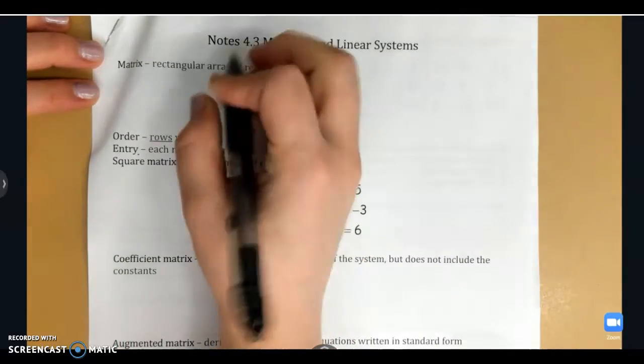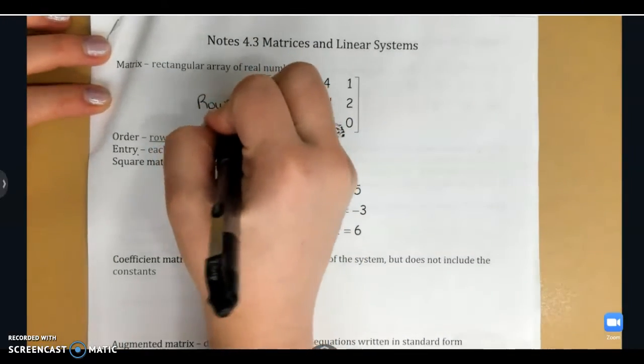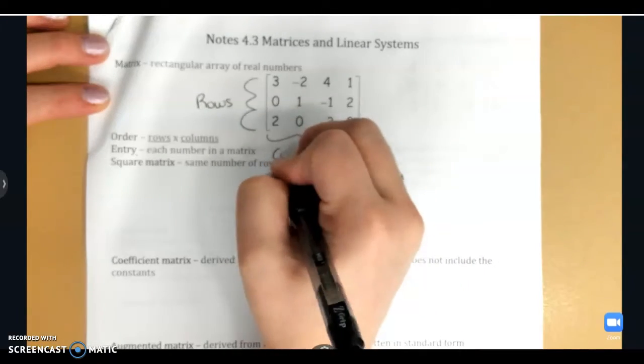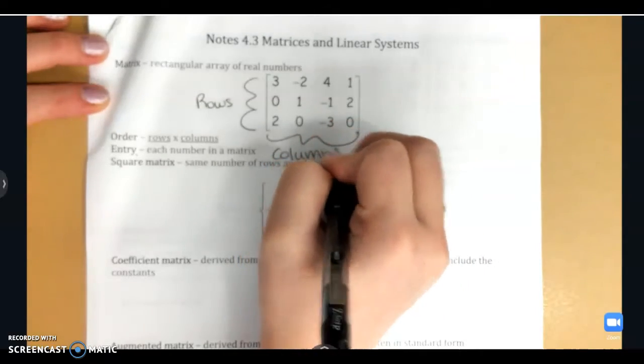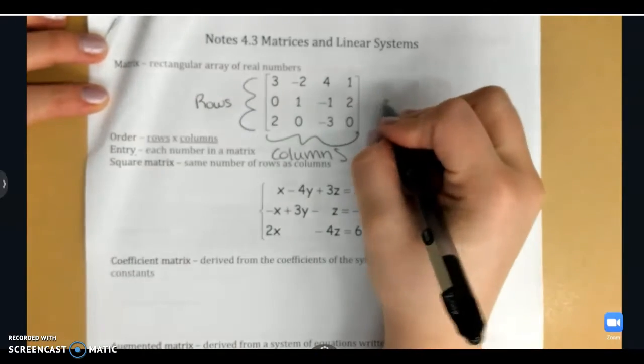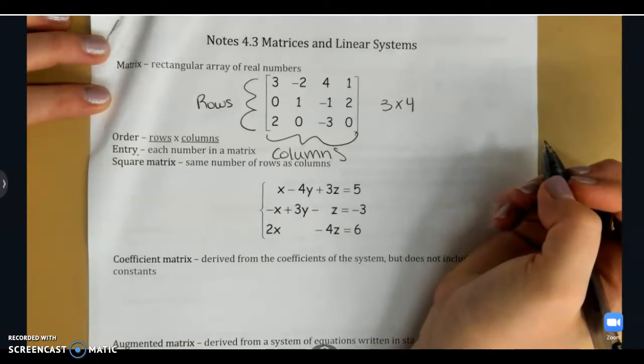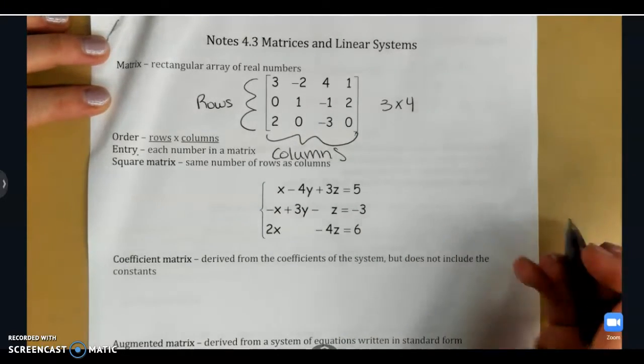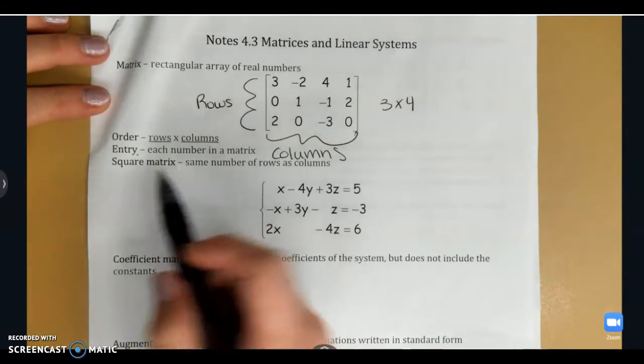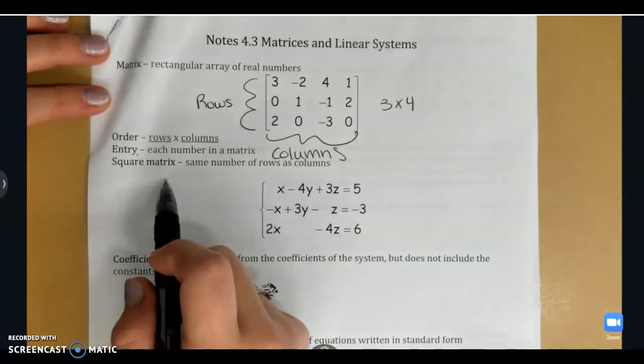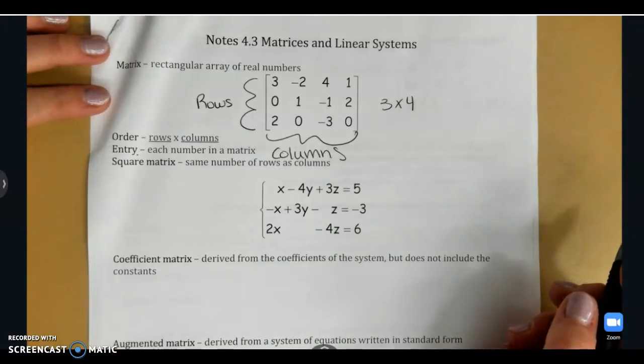So these are the rows, and these are the columns. So this particular matrix would be a 3 by 4. That would be the order for this matrix. Okay. And last piece of vocabulary, a square matrix has the same number of rows as columns because it makes a square.